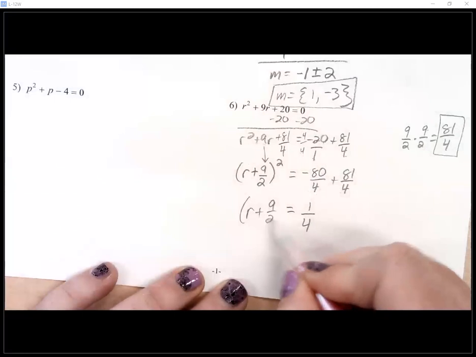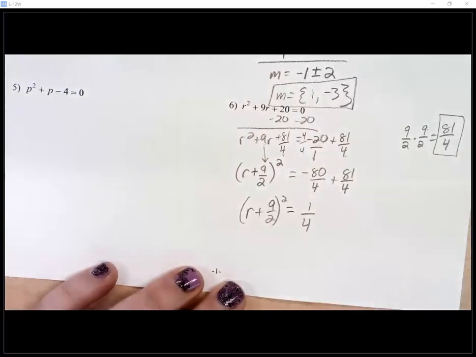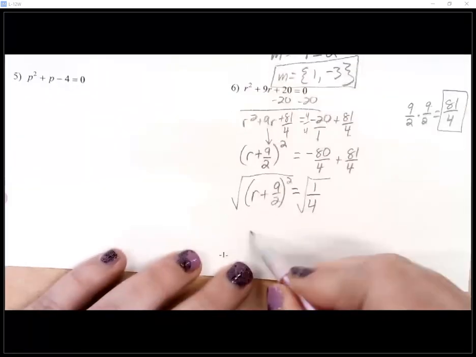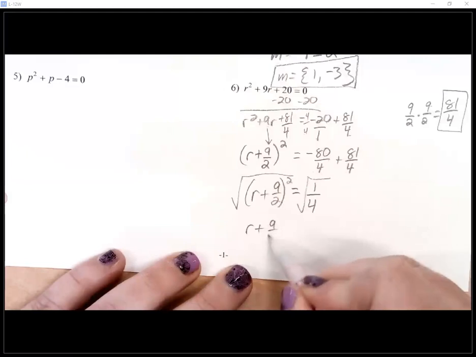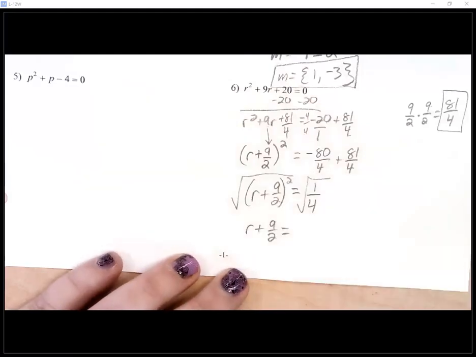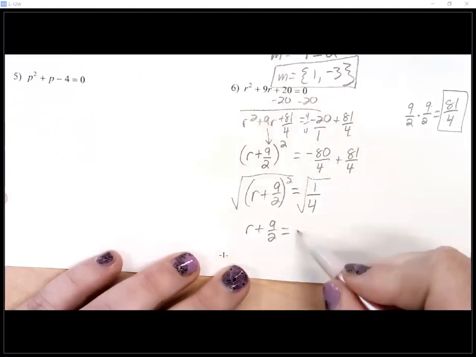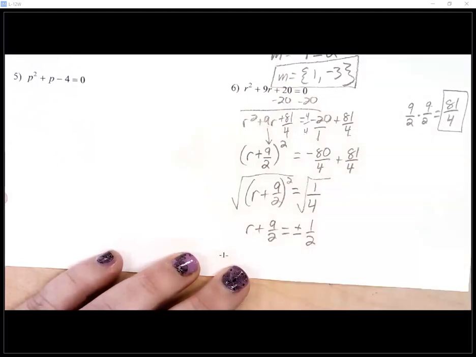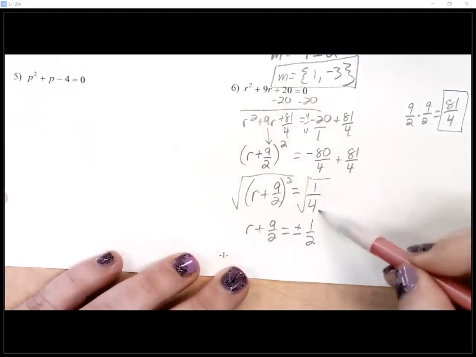And now what do I do? Square root both sides. So what do I now have on the right-hand side? Yes, 1/2, positive and negative. Don't forget positive and negative. When you take a square root of a fraction, you just take the square root of the top and the bottom. Square root of 1 is 1, square root of 4 is 2.